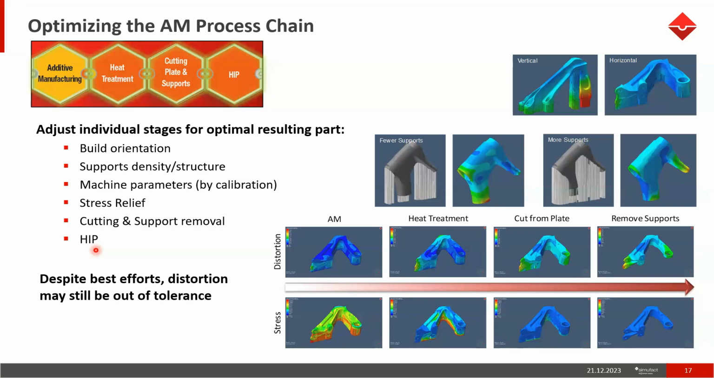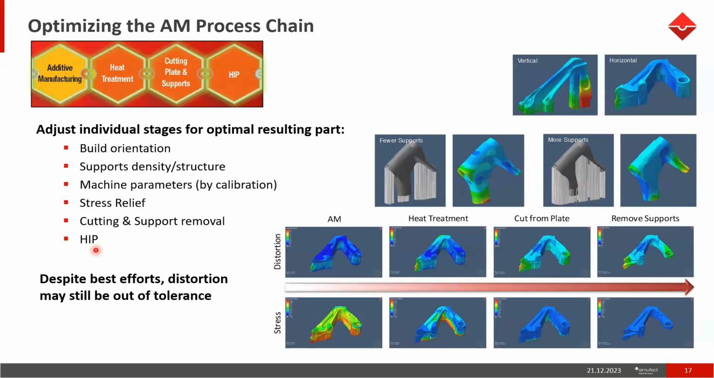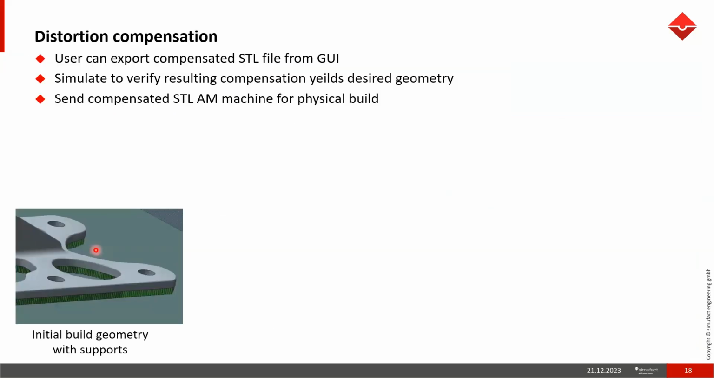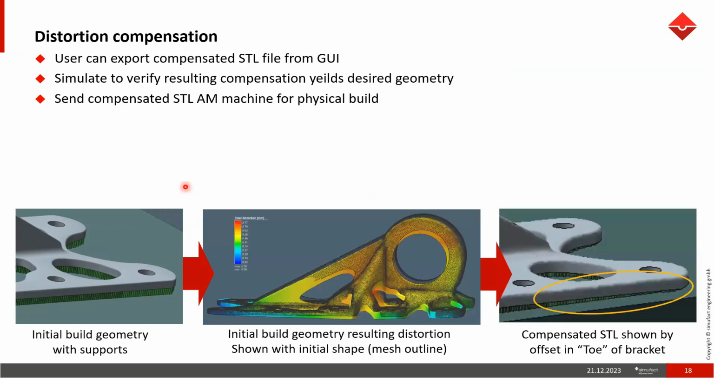Despite best efforts, we might still face distortion, maybe out of tolerance, with all these efforts. So there is something to counter and overcome these kinds of things. There is one more thing that we can do, which is known as distortion compensation. So what is distortion compensation? How will it help the user to overcome distortions?